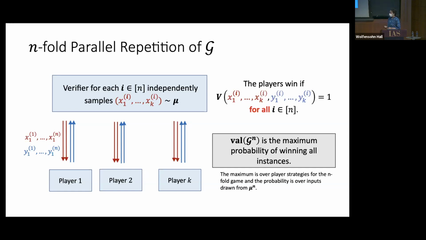And the goal of the players is to satisfy all the predicates. So this is the n-fold parallel repetition of the game, and we are interested in its value. We denote this by G to the n, and we're interested in the value of G to the n, which is the maximum probability of winning when the inputs are drawn from mu to the n, which is the tensor product of mu n times. And the maximum is taken over strategies for the n-fold game. By a strategy for the n-fold game, I mean a function which maps n inputs to n outputs for each player.